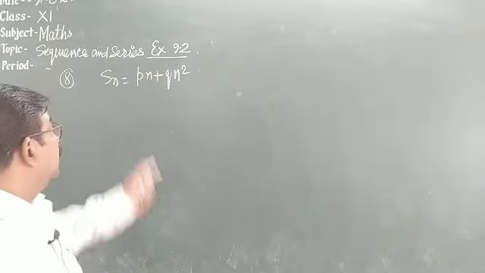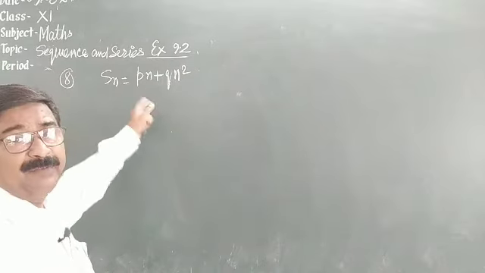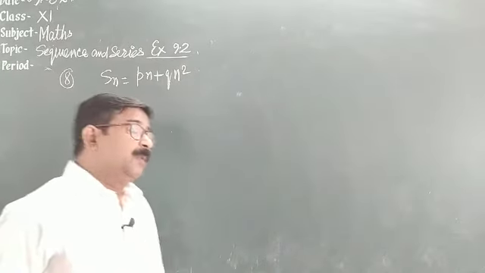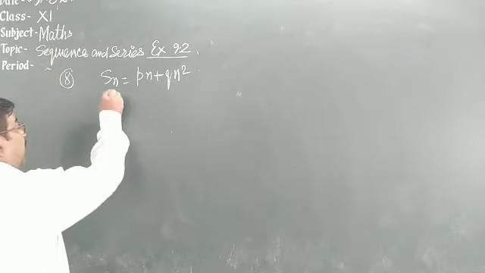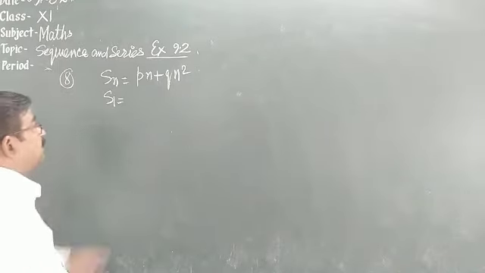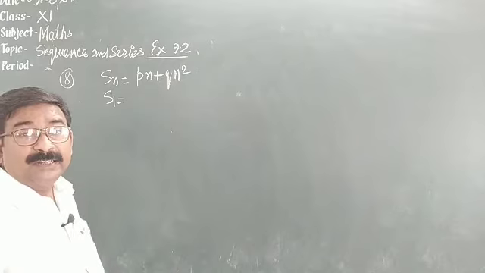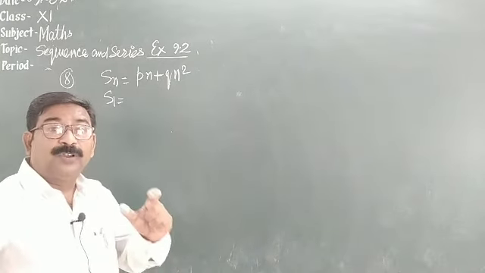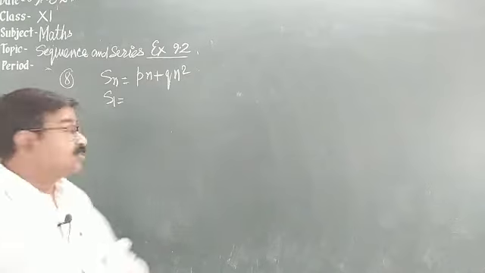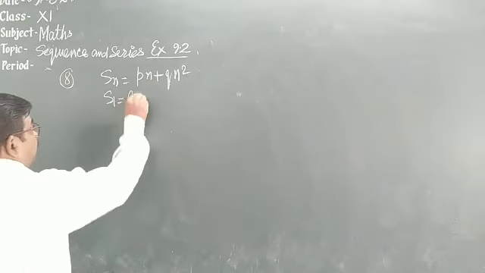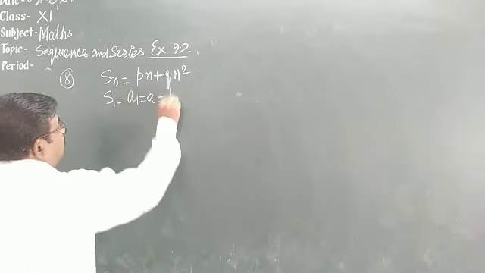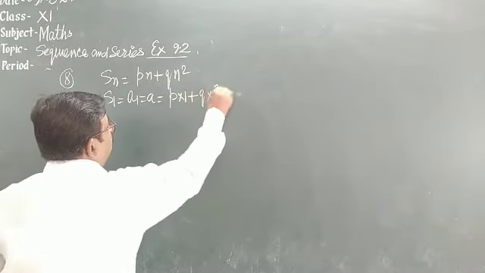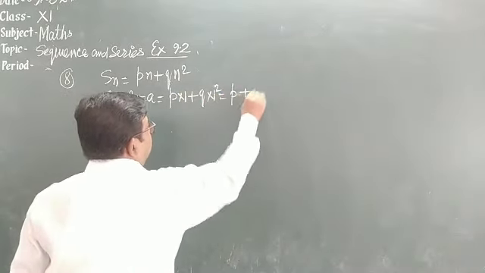By changing the value of n, we can find a and d, and after that the common difference. I am finding S1, which means in place of n we write 1. That is the sum of one term, and the sum of one term is a, the first term. So S1 is a1, that is a, and this is P into 1 plus Q into 1 square. This becomes P plus Q.